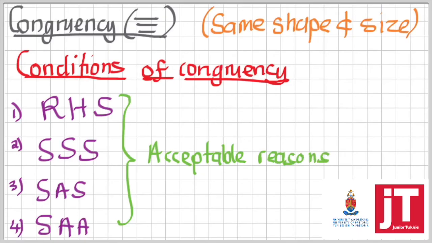Whenever you're dealing with a case of congruency, one of these 4 reasons will be true to whatever case you're dealing with. So it is imperative that you remember these conditions and you know when to apply them. It's not a case of just picking and going. You've got to know which one is true to the condition that you've been given.